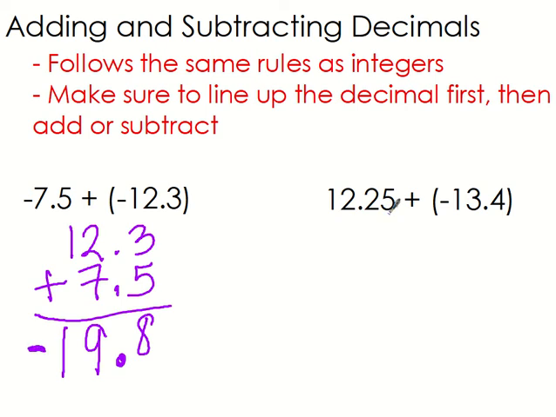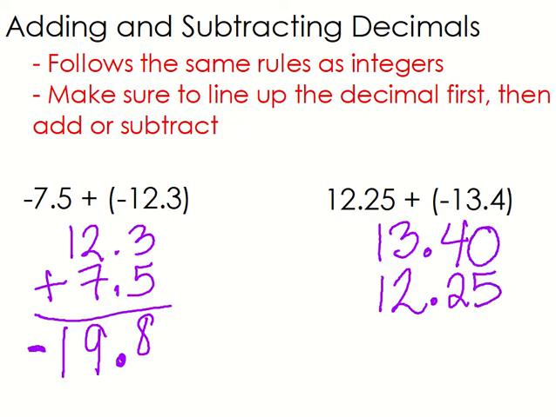So 12 and 25/100 plus -13 and 4/10, opposite signs, so I'm going to subtract their absolute values. So remember, we put the larger absolute value on top, smaller absolute value on bottom. And if you need to line them up, you may have to add a 0, because they weren't the same place value. This was tenths, this was hundredths, so I need to add a 0 to make it hundredths.